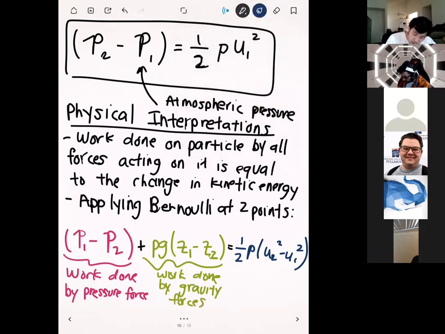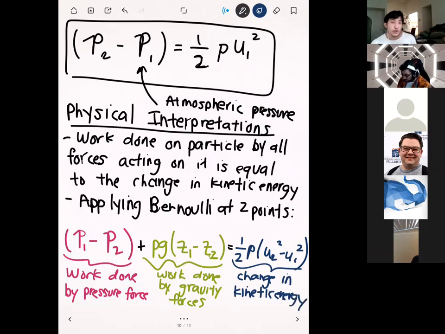And then finally, this guy over here, this is our change in kinetic energy. And so if we rearrange the Bernoulli equation in this form and put it within the context of the work energy principle, we can say that any change in kinetic energy that a fluid experiences, ignoring viscous effects and everything like that, the only way that the kinetic energy can change is due to work done either by pressure forces or by gravity forces.